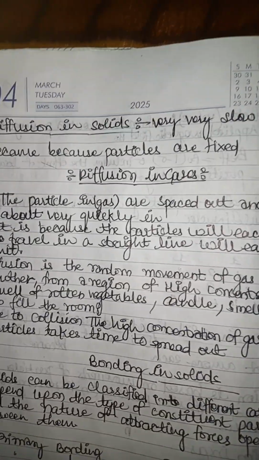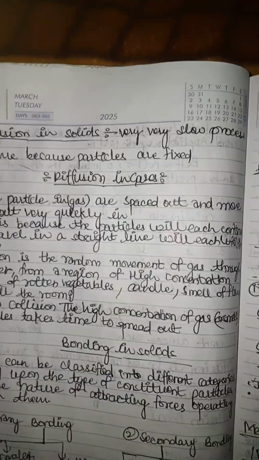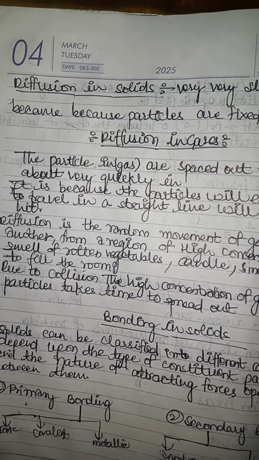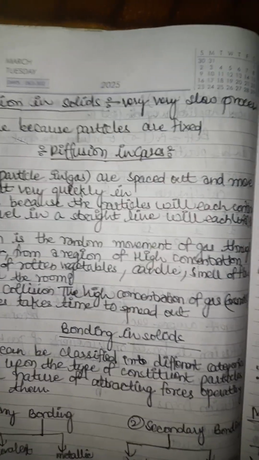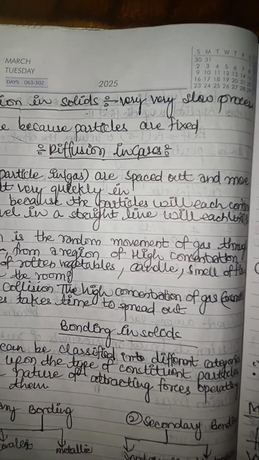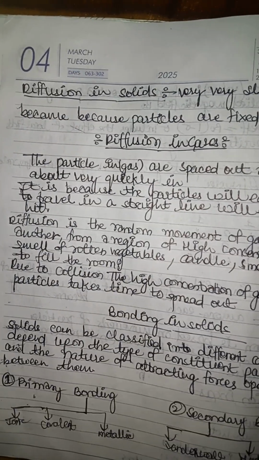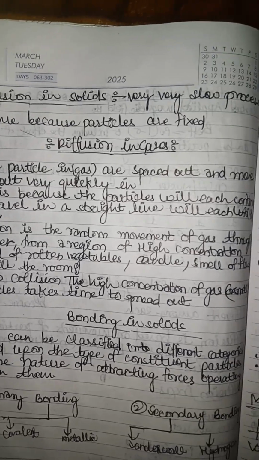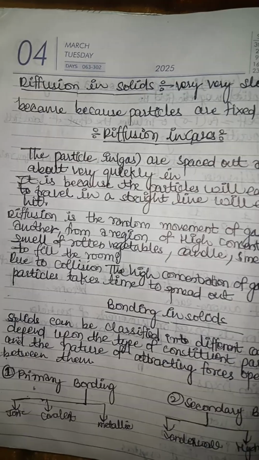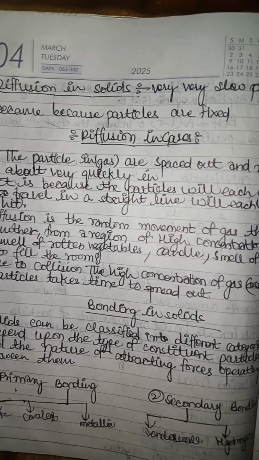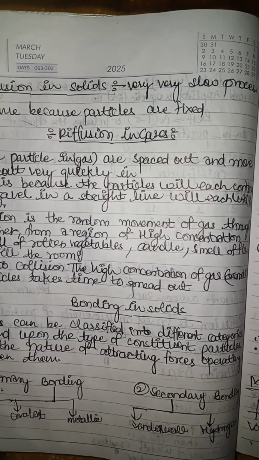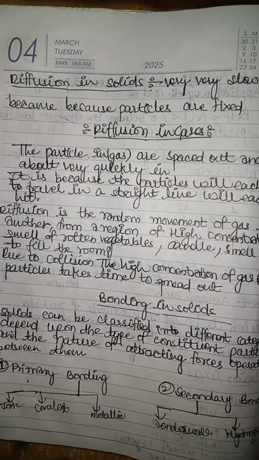Diffusion in gas: the particles in a gas are spaced out and move about very quickly. Each particle will continue to travel in a straight line, faster with heat. Diffusion is the random movement of gas from a region of high concentration to a region of low concentration. For example, the smell of vegetables or a candle. The smell spreads through the room due to collision.